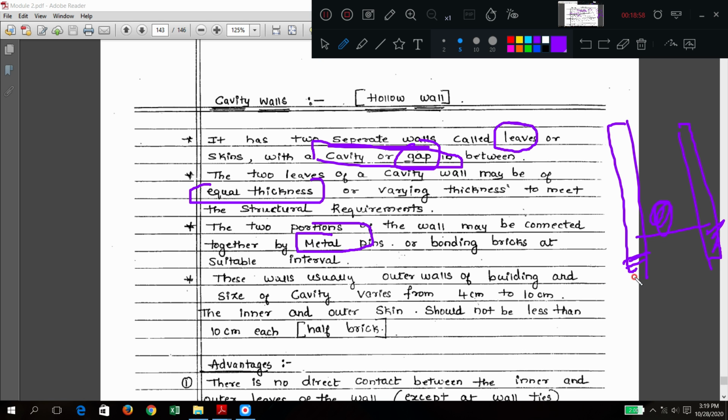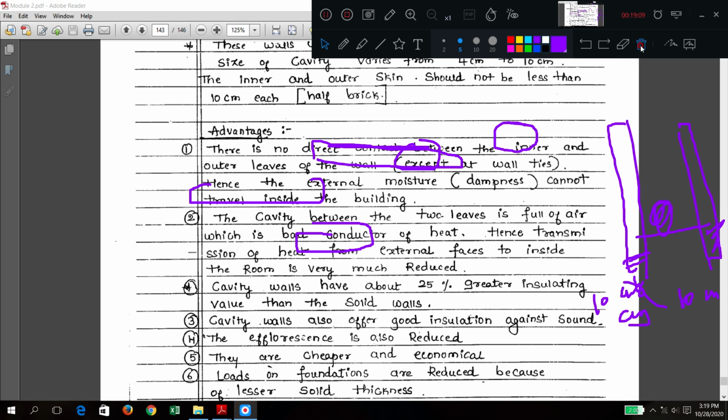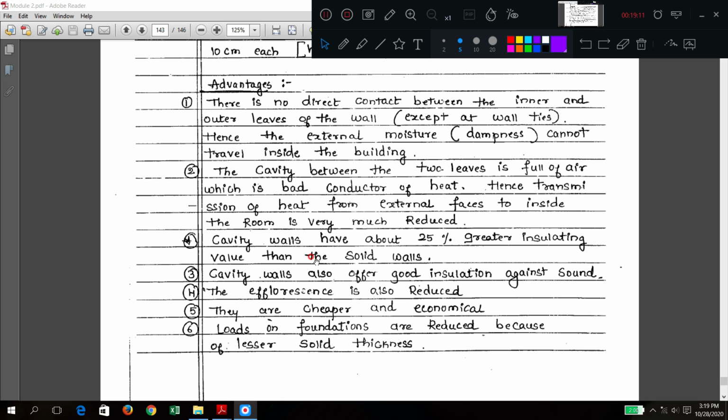Generally each wall thickness should not be less than 10 centimeters. That is one point. There is a huge advantage. We will discuss this in the next class.